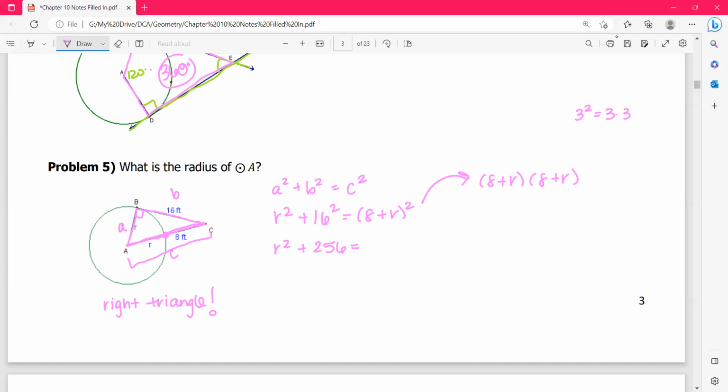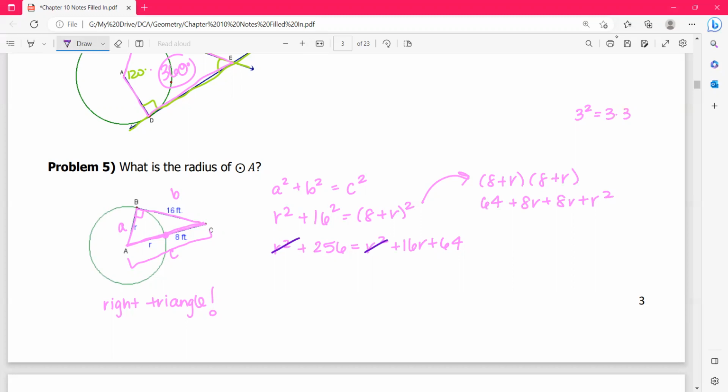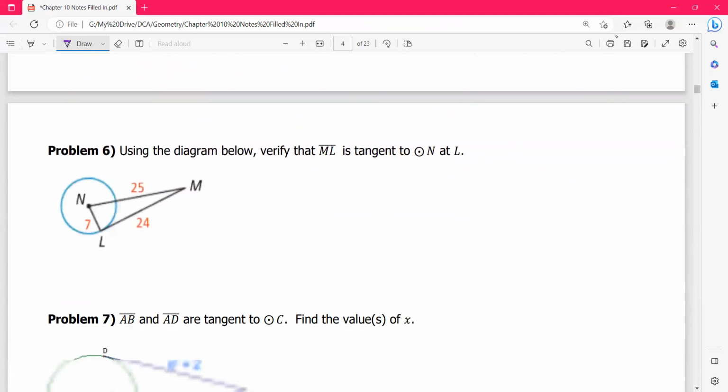So then we're going to have to do some foiling, some distributing. I'm going to get 64 plus 8R plus 8R plus R squared, and then write that in standard form: R squared plus 16R plus 64. Now we'll combine like terms. The R squareds are going to cancel. I'm going to subtract 64 over, and I'll get 192 equals 16R. Divide by 16. R equals 12. And that's the radius. We have to remember that when we have right triangles, we must use the Pythagorean theorem.